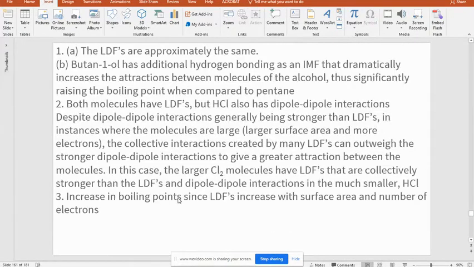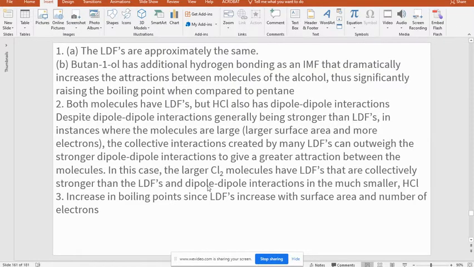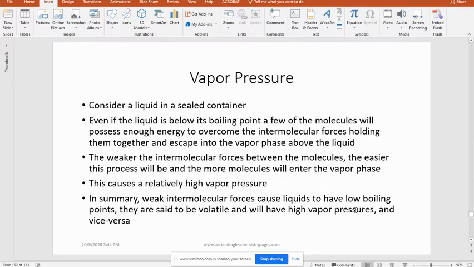And then we had this third one. Noble gases are made up of monatomic particles. What would you expect the pattern of boiling points for the elements to be as you go down group 18? We're going to increase those boiling points because the LDFs are going to increase, and we're also increasing the surface area. Okay, then we briefly touched on vapor pressure as well.